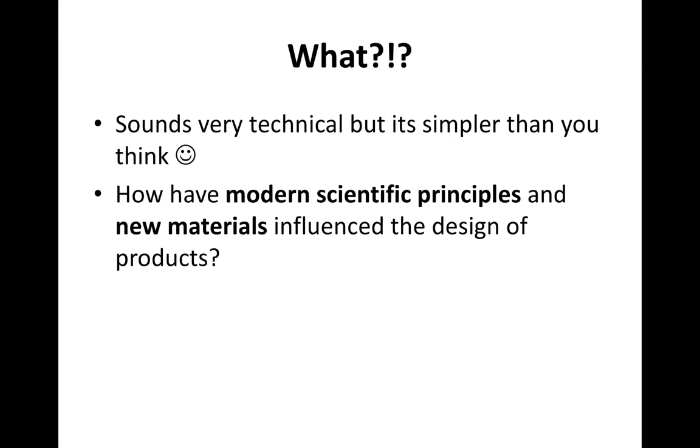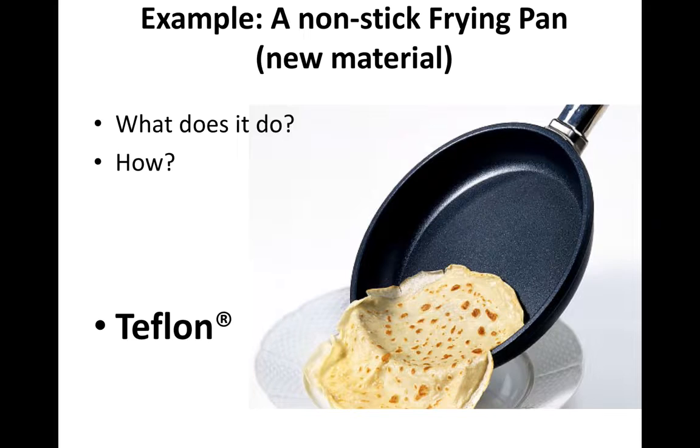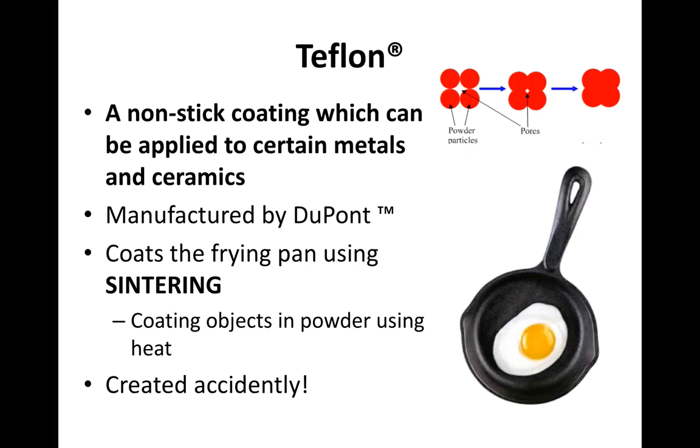of products. So for example, the non-stick frying pan makes use of a new material, and it's called Teflon. Now, Teflon is a non-stick coating which can be applied to certain metals and ceramics. It's manufactured by a company called DuPont, and it coats the frying pan using a process called sintering, where you actually sort of bake a powder around it. And it was actually created by accident, and you'll find that quite a few modern materials are created by accident, and then they find other uses for them.